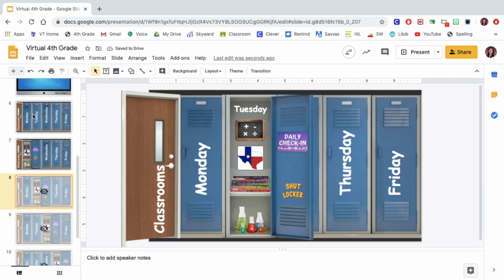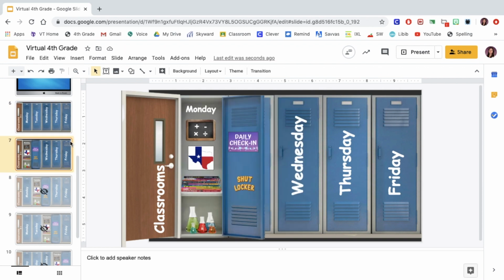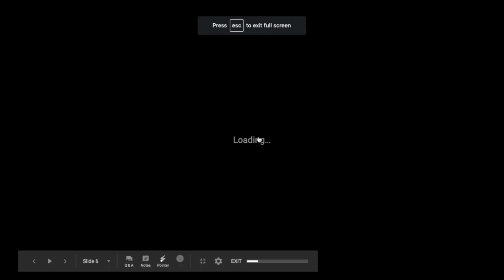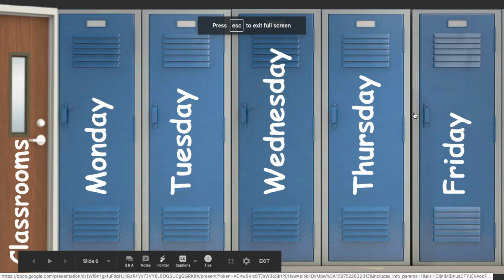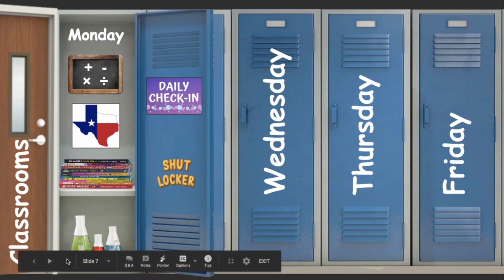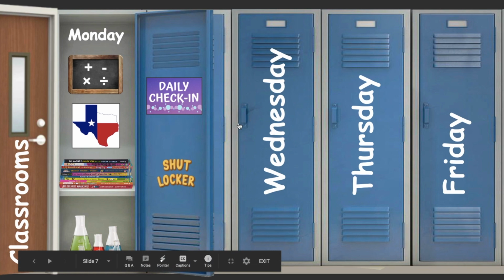So now I just have the main locker page and the one with Monday open. So now when I present, I still can't click on any of these. I can click on Monday and go back, but I also can't advance with the arrow keys like I could before. So there is no way for students to open these.